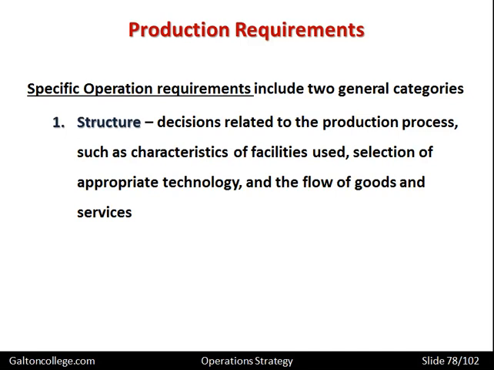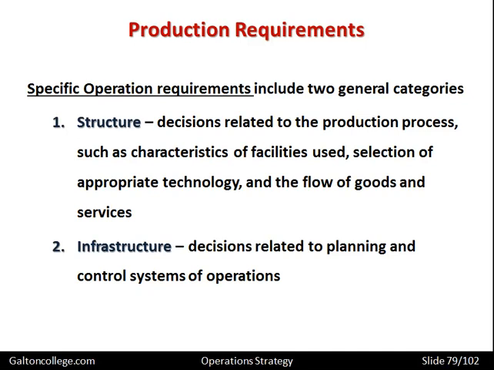So, production requirements need to work out what the structure is. What are the production processes? What are the characteristics of the facilities used, the selection of appropriate technologies, the flow of goods and services. So it's important that there is a clear understanding of what the structure of the organisation is and what is the required structure.